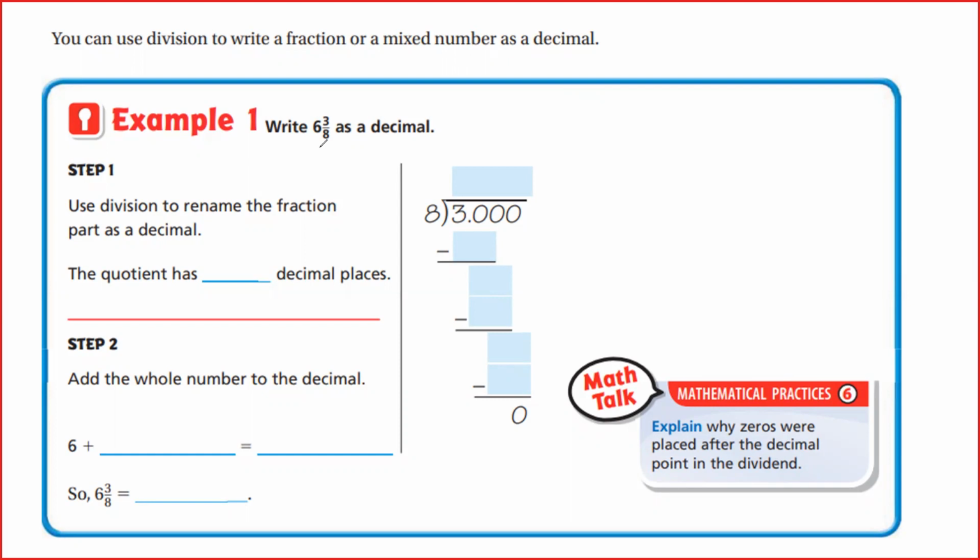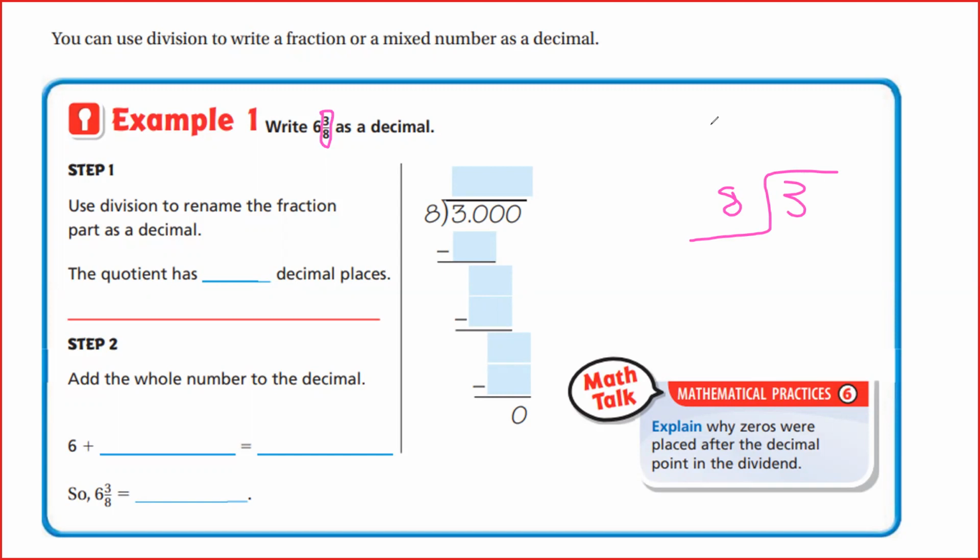Now, here what do we have? 6 and 3 over 8. Its name is mixed number, so it means 6 and 3 over 8. But here, 3 over 8 is a fraction. I want to write it as a decimal. What do you have to do? You have to divide 3 over 8. So, to convert from fraction to decimal, divide 3 over 8.